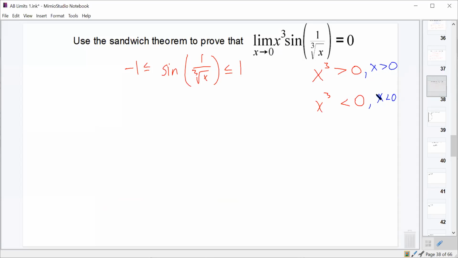So we will say if x is greater than 0, negative x cubed is less than or equal to x cubed sine of 1 over the cube root of x, which is less than or equal to x cubed. Everybody agree with that? If x is positive, x cubed is positive, and I can just multiply each piece by x cubed without changing a thing.